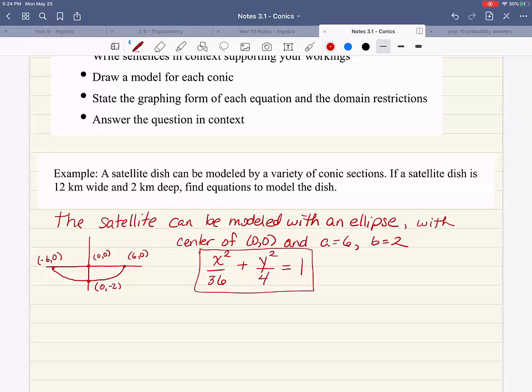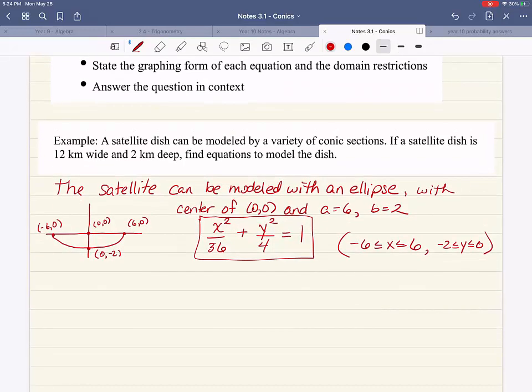And now I need to talk about what are called the domain restrictions. Which piece of the ellipse am I dealing with here? I am dealing with an ellipse that goes between -6 and +6 on the x's, and it goes between -2 and 0 on the y's. So that needs to be a part of your answer. All right, that takes care of the first conic.